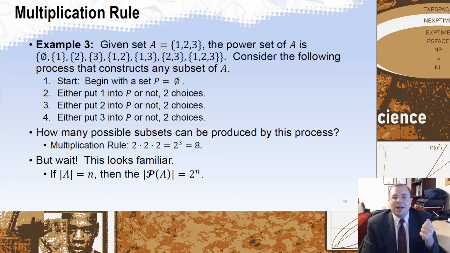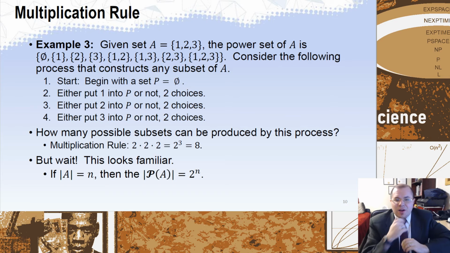The third step, I'm going to put the element 2 into P, or I'm not going to put it into P. So two choices. Likewise, in our final one, I can either put 3 into P or not into P. Two choices. So naturally, you want to ask yourself the following. How many possible subsets can be produced by this process?